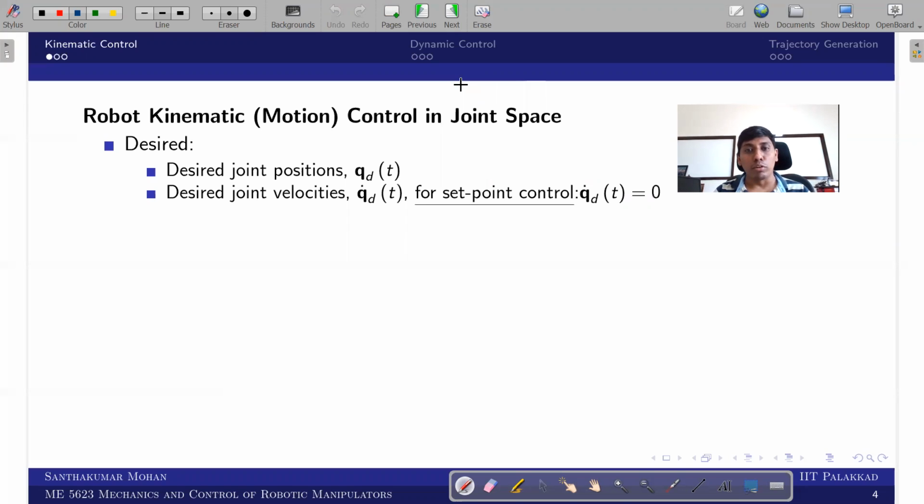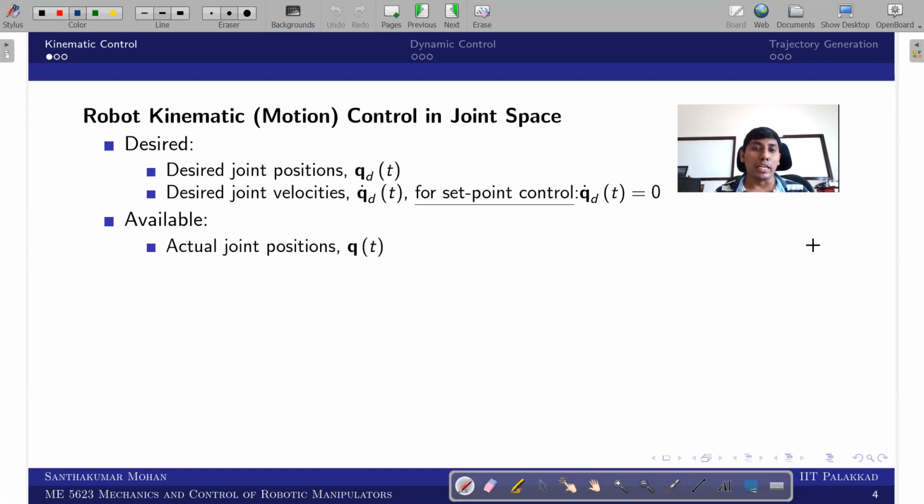Then the desired joint velocity would be there, as long as the trajectory is just a set point, in the sense you have given a point to point. So if this is p1 and this is p2, then it is point to point control, right? In that sense, the q dot desired would be 0. And based on the sensor availability, or the system state, since it is kinematic control, we assume that q of t is available, in the sense the actual joint positions are available.